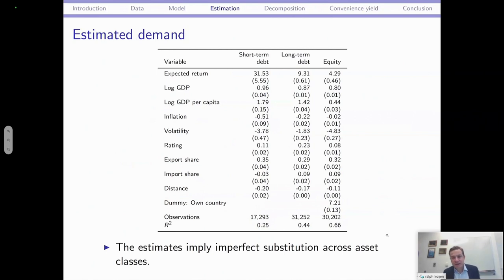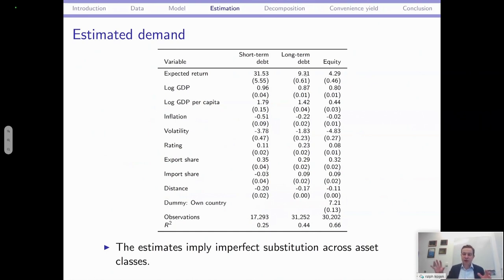Okay, so let's look at what demand looks like across these asset classes. And so the way to read this table is that the first line over here tells you the sensitivity to expected returns in three asset classes. First column, short-term debt, then long-term debt, and then equity. And if you want to translate this to elasticities, then the demand elasticity for short-term debt is around 40. It's around 4 for long-term debt and around 2 for equity.